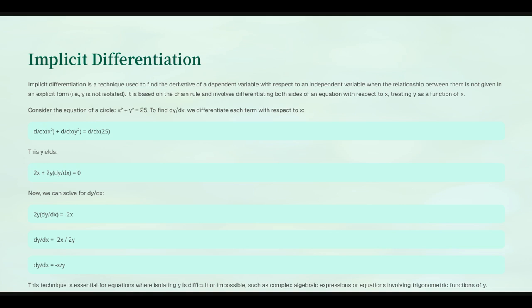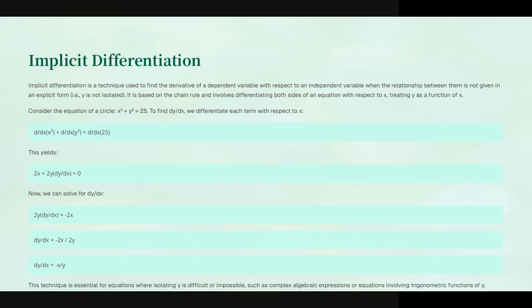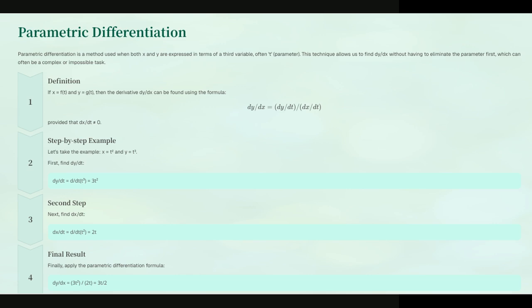So this technique is essential for equations where isolating y is difficult or impossible, just like I said. We've just looked at what implicit differentiation entails and tried to explain why this is preferable to deciding to make y the subject of the formula. So you would have something like the square root of 25 minus x squared. That is a more complex application of a function within a function, while it is much easier for you to simply apply implicit differentiation here and arrive at your answer for dy/dx. Right. So moving on, the next thing we're going to be looking at now is parametric differentiation.